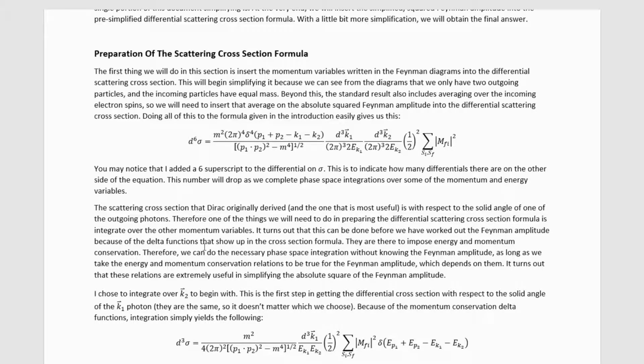They are there to impose energy and momentum conservation. Therefore, we can do the necessary phase space integration without knowing the Feynman amplitude as long as we take the energy and momentum conservation relations to be true for the Feynman amplitude, which depends on them. It turns out that these relations are extremely useful in simplifying the absolute square of the Feynman amplitude.